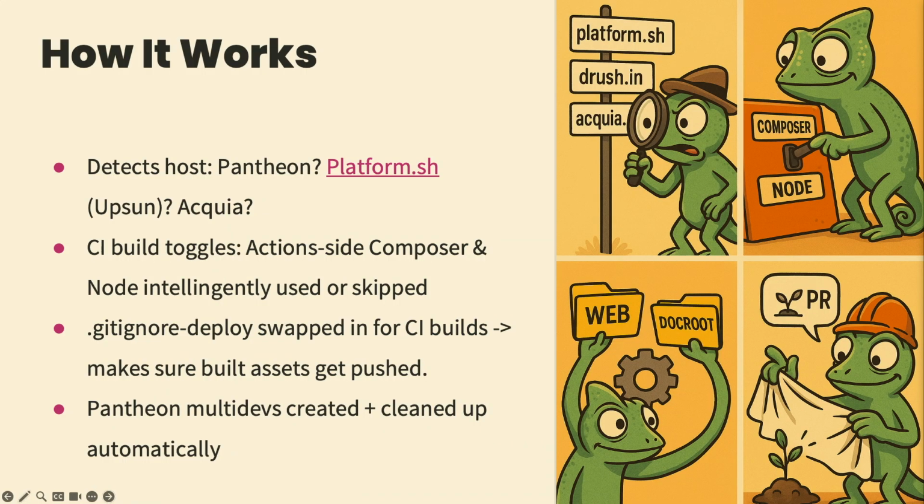And then we do the Actions-side build steps. So if your host is configured to run Composer or Node build steps in Actions, those steps are run. You'll have to add your particular Node build commands because we can't know what they are in advance, but we default to npm run build. If you do any Actions-side build steps, we do the gitignore shuffle to make sure your build artifacts get pushed. And then the next step is a docroot switch.